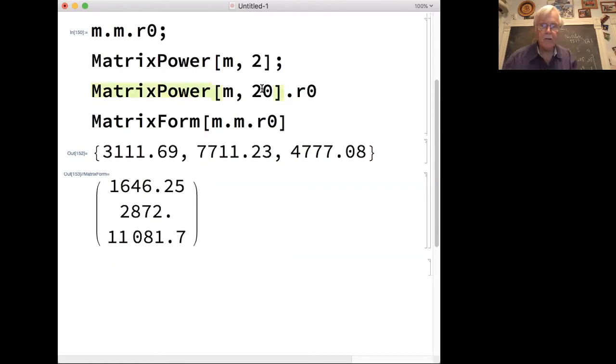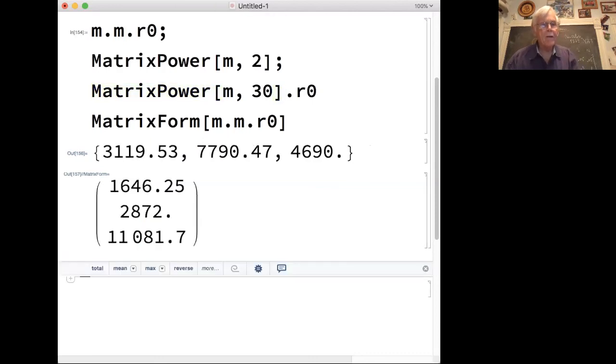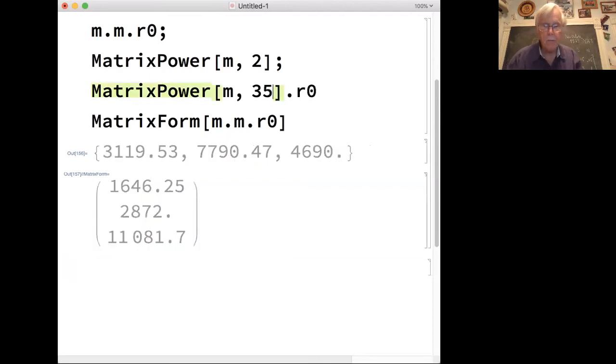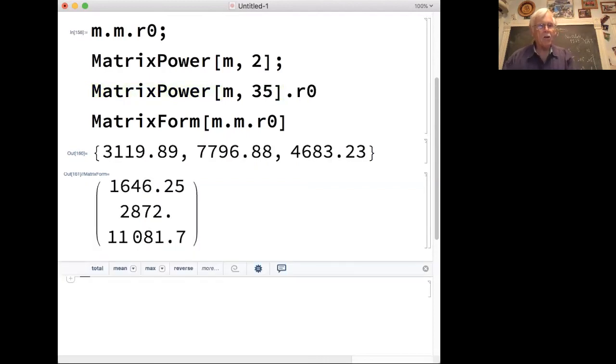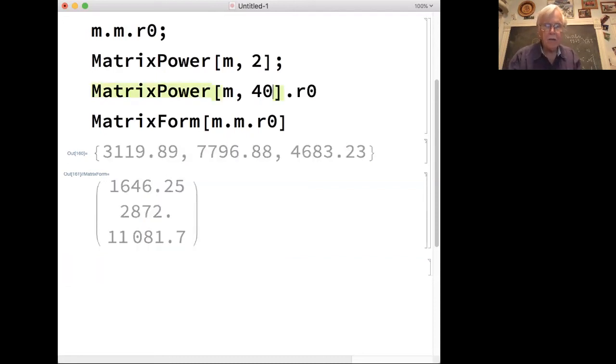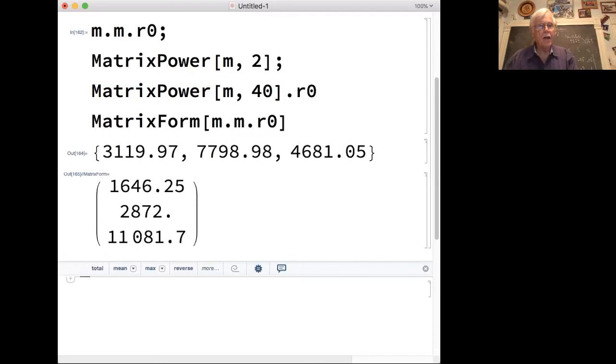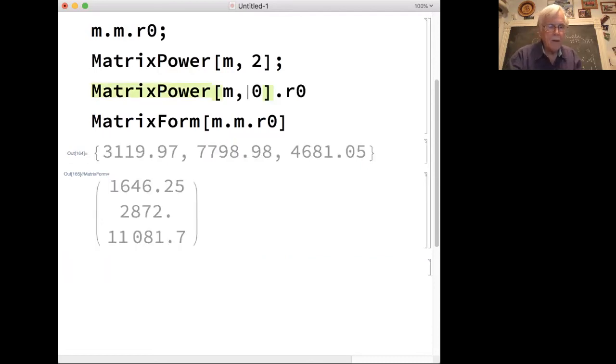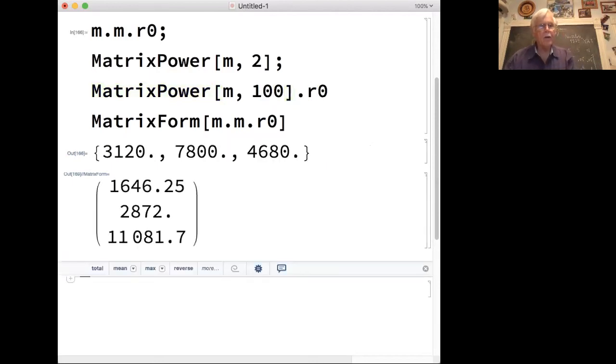We could see if it's stabilized by the 30th year. Not quite. 3,120 is what it takes, so maybe the 35th year. Not quite, but essentially it has. And after the 40th year, after the 100th year, oops, that was 1,000th. Okay, so after the 100th year, it's stabilized.